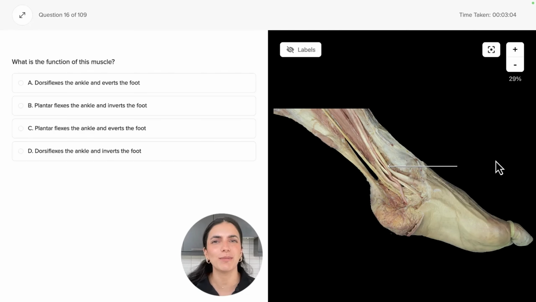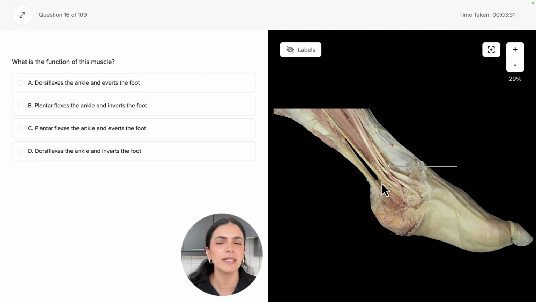Gabby here from bootcamp.com, and in this dissection, we're looking at the medial aspect of the distal leg, as well as the medial aspect of the foot. We know we're looking at the medial side because I can see the big toe, or the hallux, and the hallux is found on the medial side towards the midline of the body. In this case, we're looking at the medial side of the ankle. Specifically right here is the medial malleolus of the tibia.